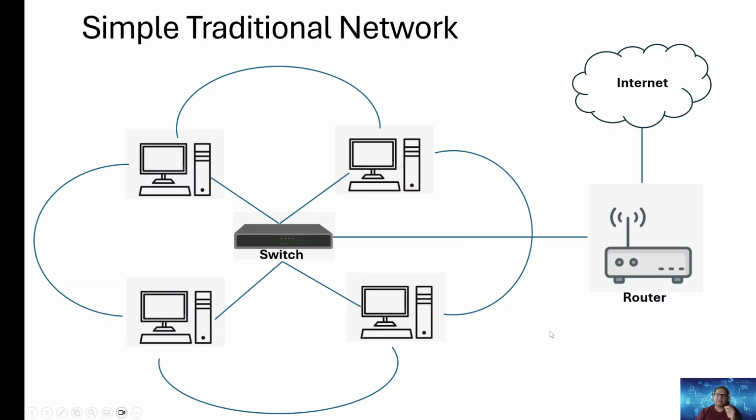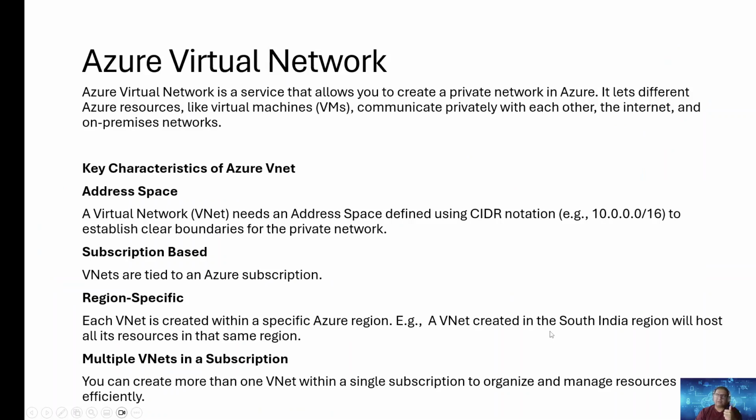Now let's go to the Azure here. Now virtual networks. This service will help you to create a private network in Azure. It lets different Azure resources like virtual machines communicate privately, like in a traditional network, where we had a switch and connected the VMs. There we cannot rely on the physical hardware or wires. So there you will use the virtual network to create a private network.